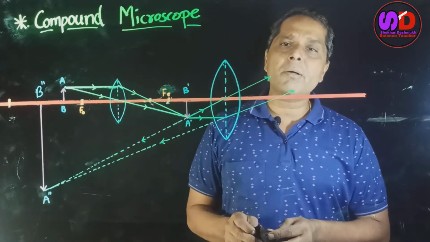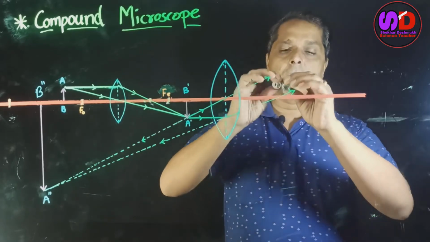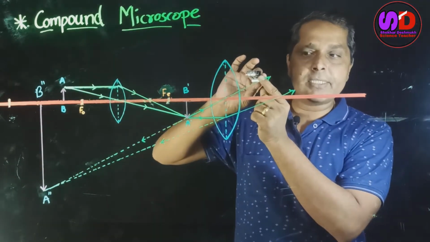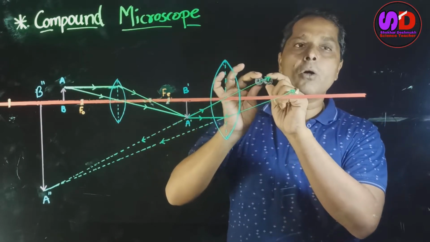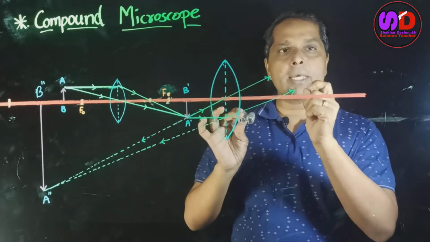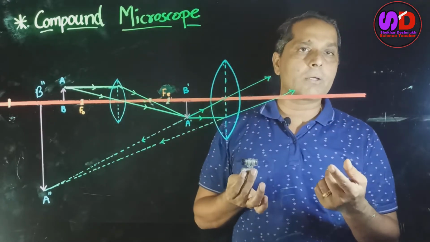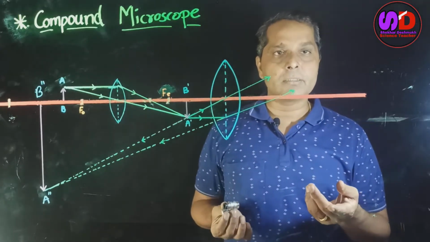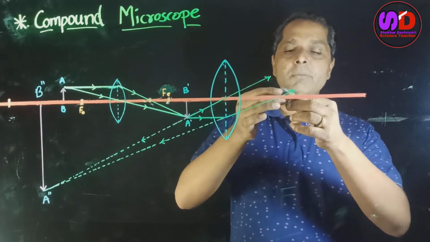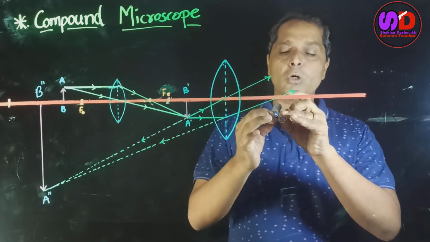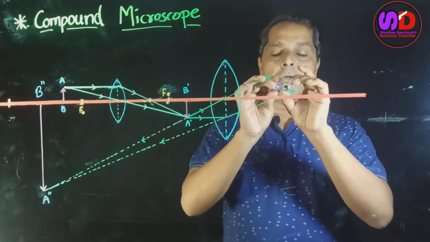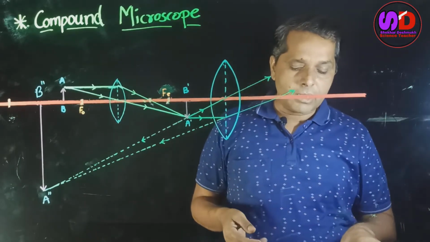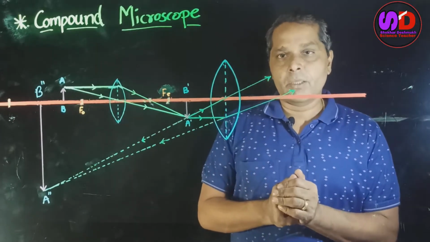I have a very small compound microscope. Look, it has one eyepiece and here the object lens. These two lenses are present in every compound microscope. Depending upon the lenses we are using, we get magnification. This is a very small microscope that we can use for looking at bacteria. So how does the compound microscope work? Let us see.